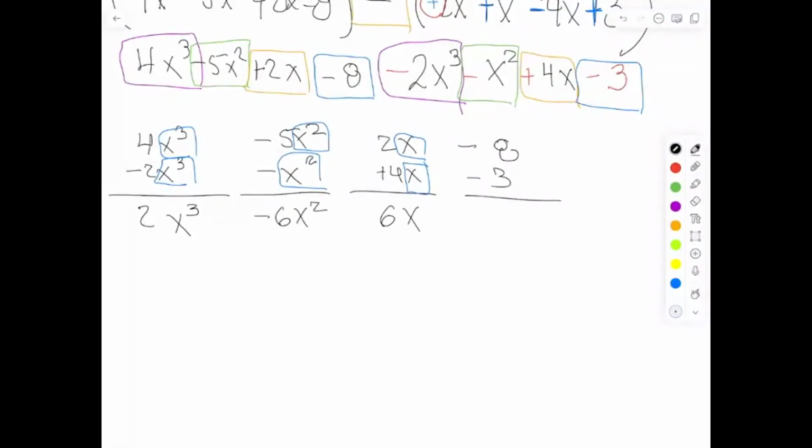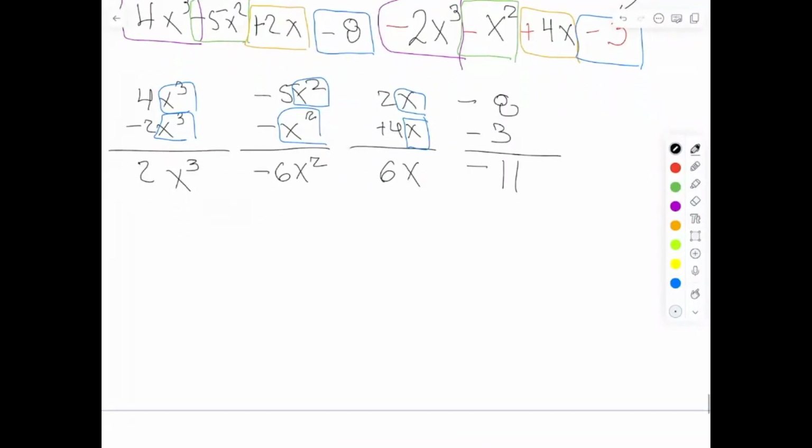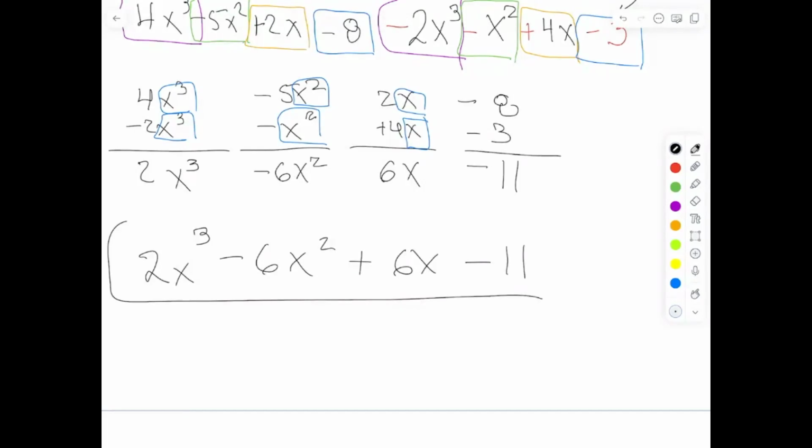I owe somebody $8. And then I say, hey, can you give me another $3? How much do I owe them? 11. Negative 11. So what is my final answer? My final answer is 2x to the third minus 6x squared plus 6x minus 11.